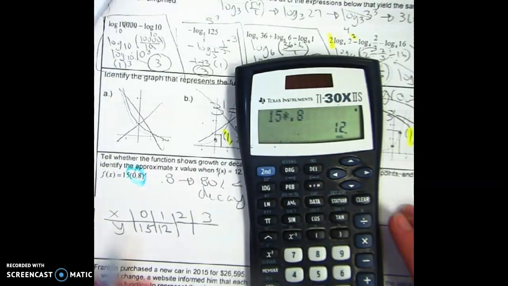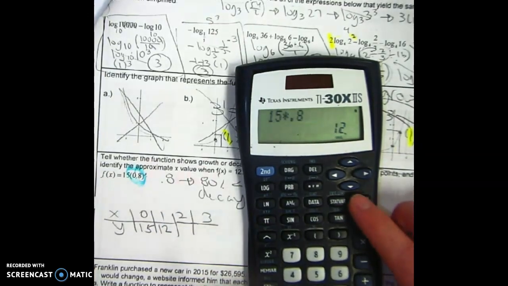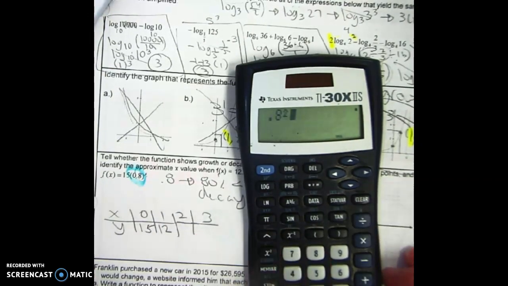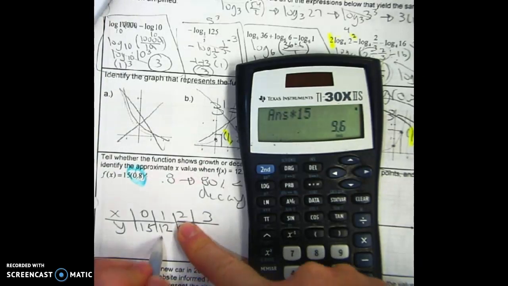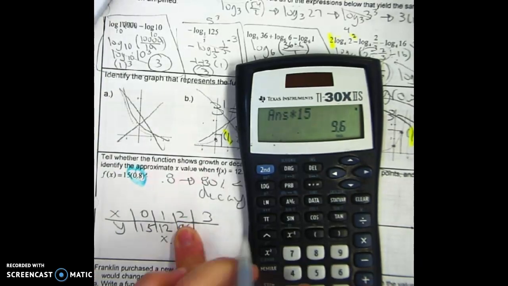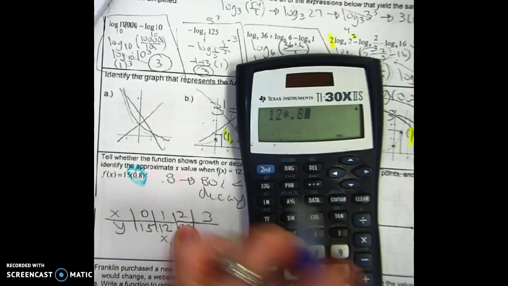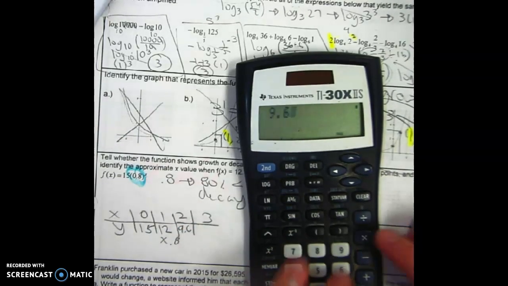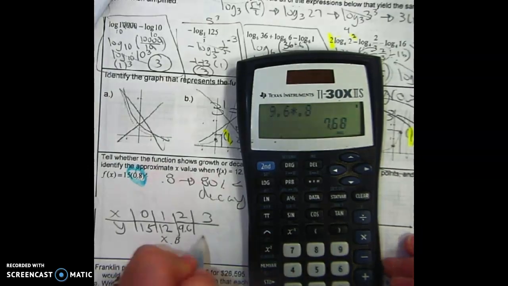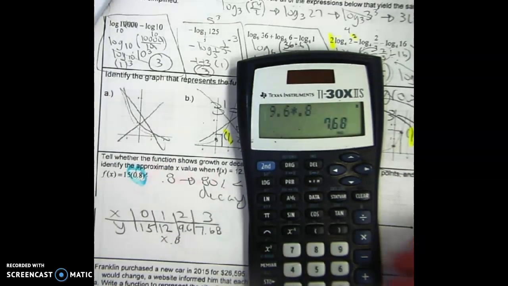Now, I could keep plugging in. I could go 0.8 squared times 15, and I could write 9.6. But what I could also do is multiply this by 0.8. So if I just go 12 times 0.8, it is 9.6. So I'd rather do that. 9.6 times 0.8, which is 7.68. Okay, I've done that.